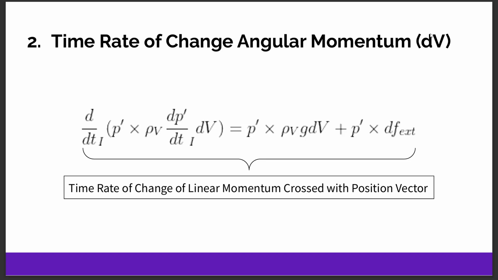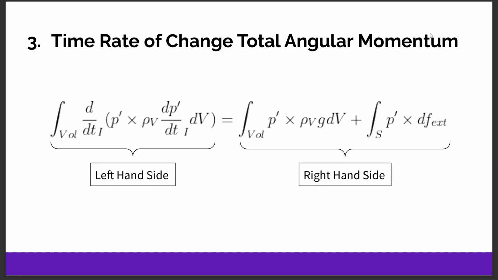Finally, to expand that to the entire aircraft and derive the time rate of change of the total angular momentum, you have to use integration, and that is a volume integral to cross p prime with the weight vector, and a surface integral to cross p prime with the exterior forces. And that is because the weight vector is applied to the volume of the aircraft, and the exterior forces are applied to the surface of the aircraft.